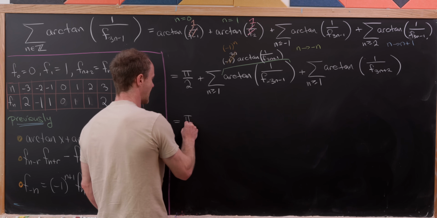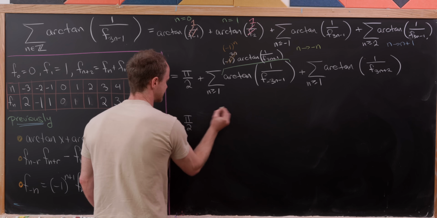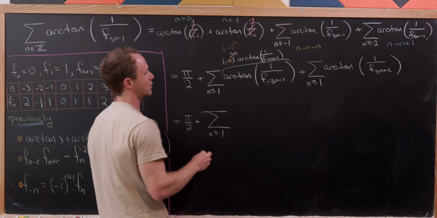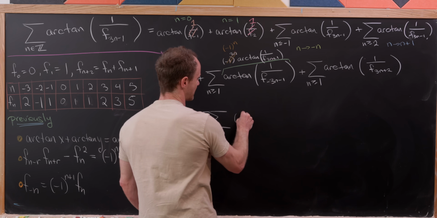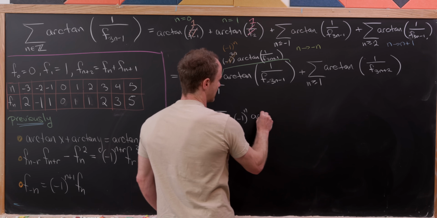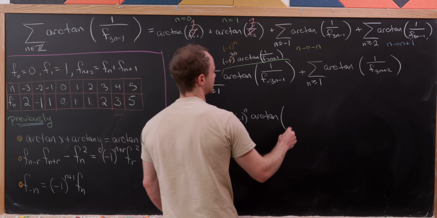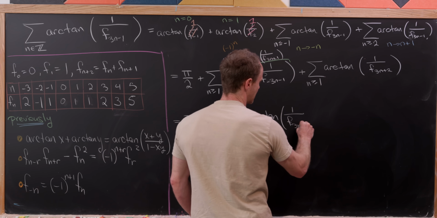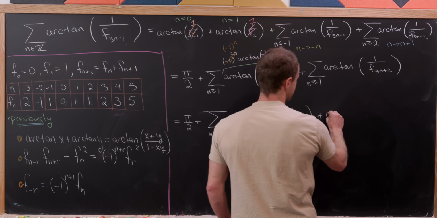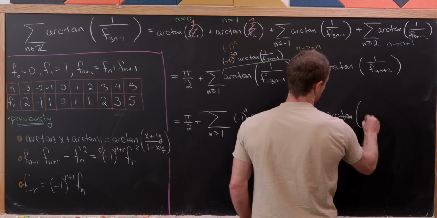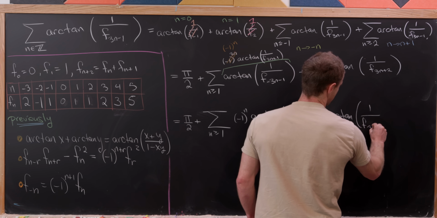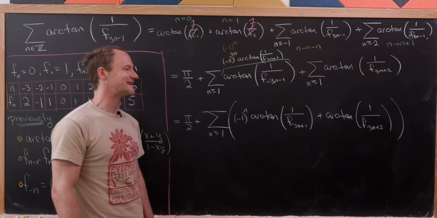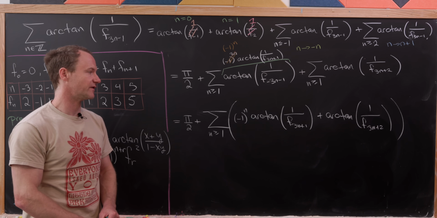So now let's start putting this together. So we have pi halves. Now that is added to the sum as n is bigger than or equal to 1 of, so I've got my minus 1 to the n, and then my arctan of 1 over f sub 3n plus 1, and then plus the inverse tangent of 1 over f sub 3n plus 2. And now next up, I'm going to break this into even and odd values of n.